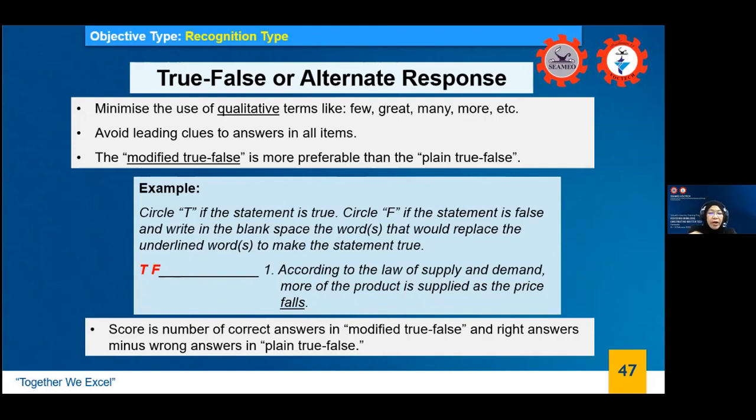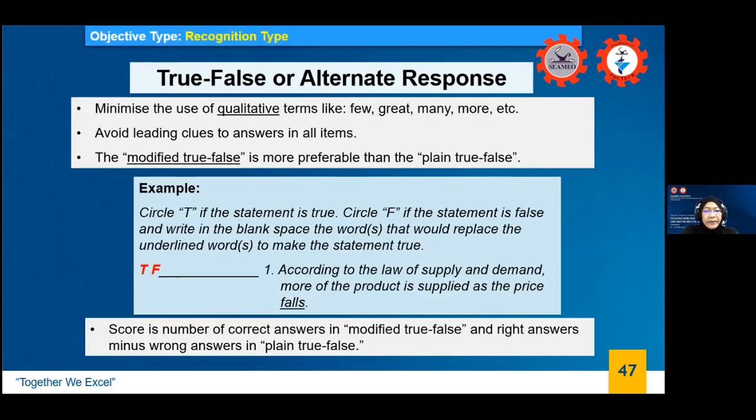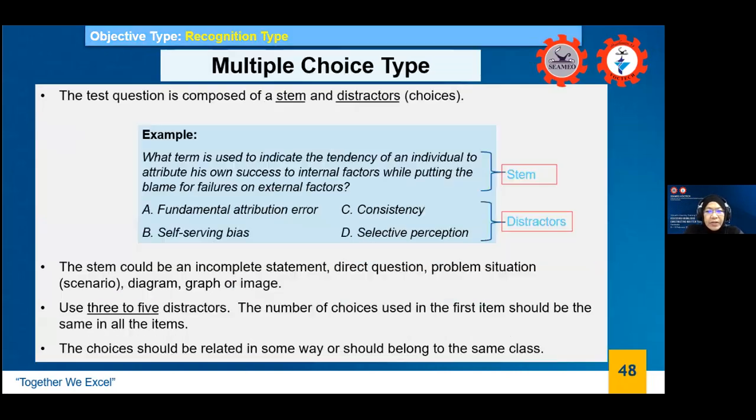Now, look at the scoring. Score is the number of correct answers in modified true or false, and right answers minus wrong answers in true or false. Okay, so I think we should stop here. We will continue tomorrow morning, and we will start off with multiple choice. And I hope that you've gained a lot from today's session.